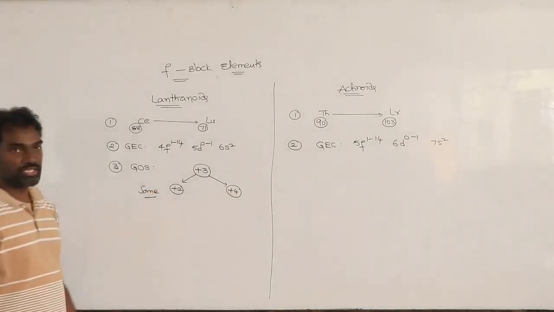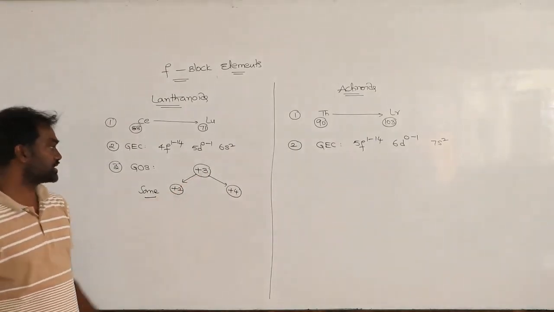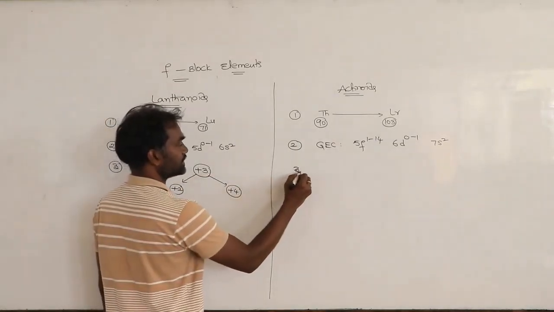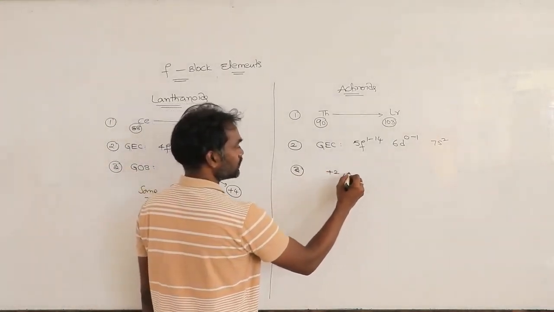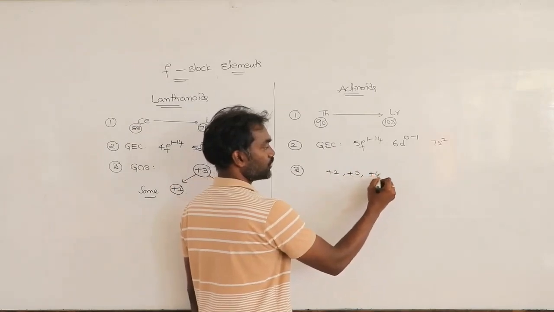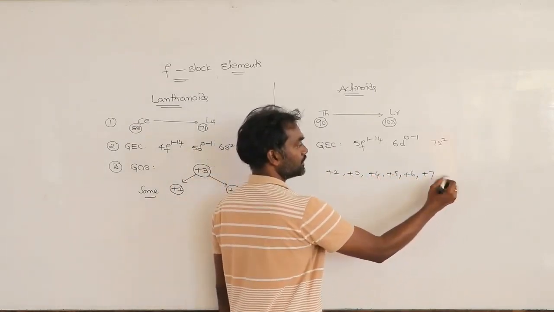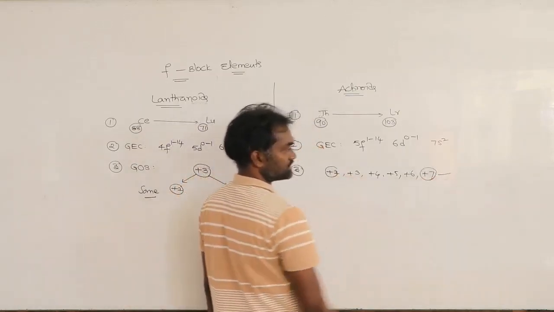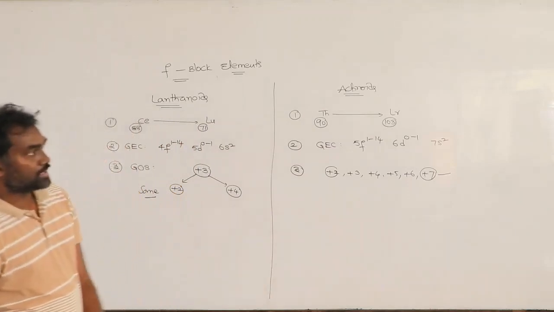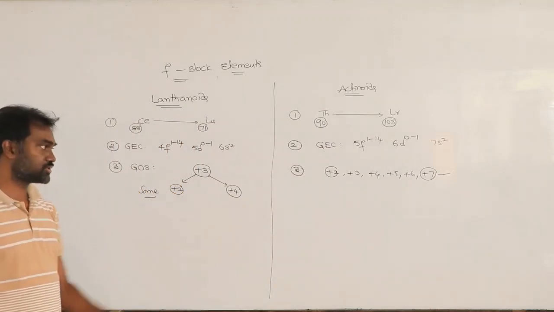So everybody is showing +3 oxidation state, some elements only +2 and +4. But here in actinoids, these are showing +2, +3, +4, +5, +6, +7. So these are showing +2 to +7 oxidation states. Next, if you see the properties, these are similar to D block elements only.